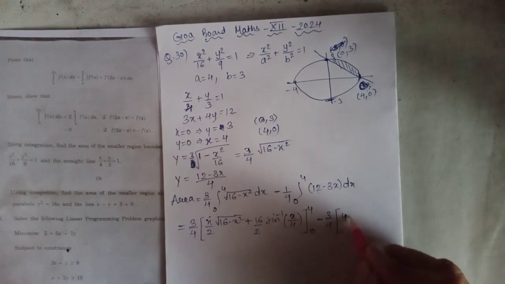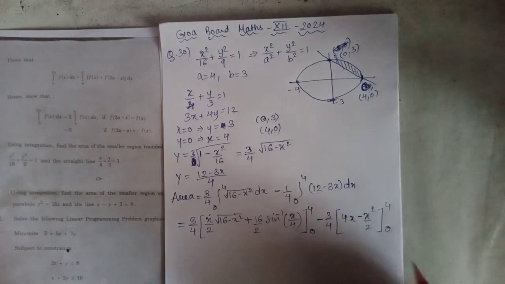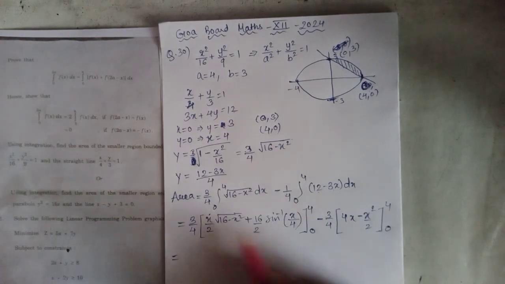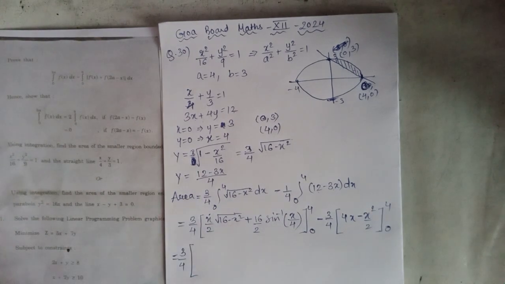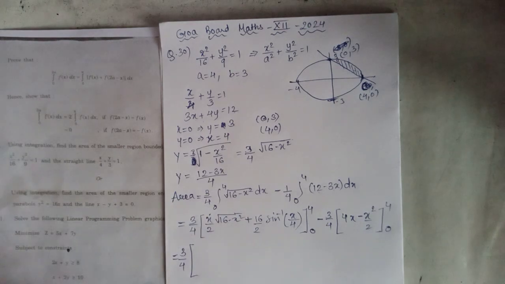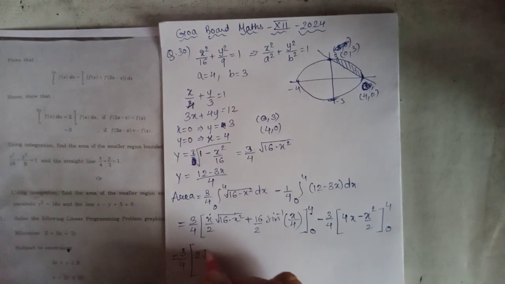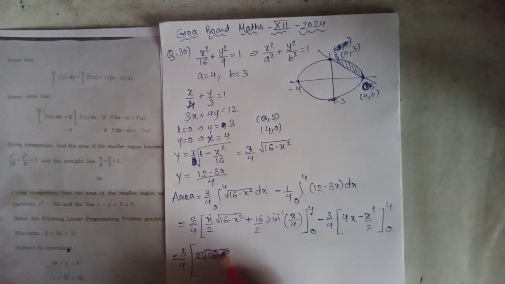3 4s are 12, so this is 4x minus x square by 2, from 0 to 4. From both these terms you can take 3 by 4 common. So this is 4 by 2. The 0 term will go, so the second term is not there. For the first term, this is 4 by 2, this is 2 root of 16 minus x square. This also goes, 4 square is 16, so 0. This is 0.